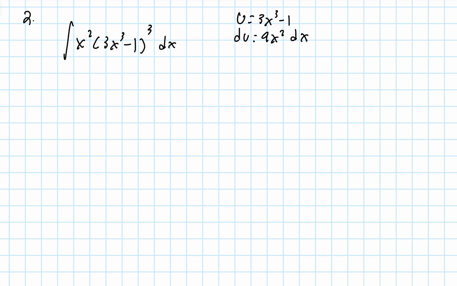Then from here, we can isolate dx and make du over 9x squared equal to dx. You might be wondering if it will work, but trust me, it works. We have x squared, and we replace the function inside, being carried to the power of 3, with u to the third, times du over 9x squared. Since everything is being multiplied, we can cancel out the x squared and we're just left with 1 over 9, so we can bring that outside.